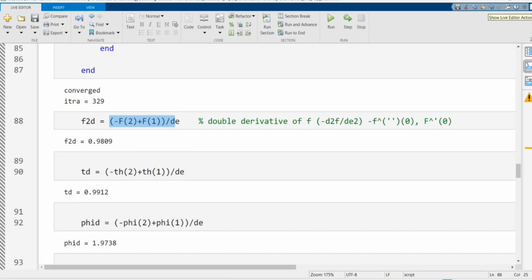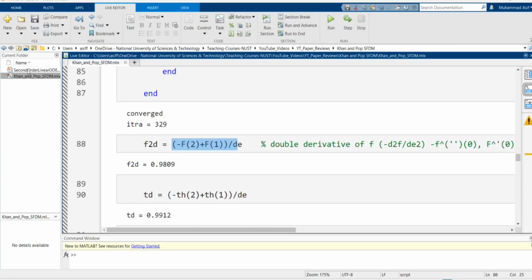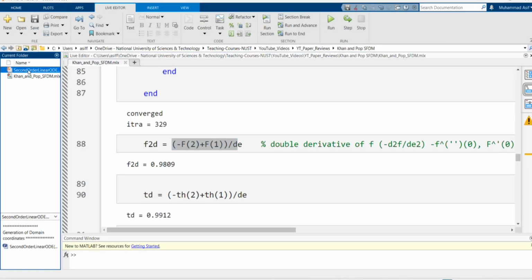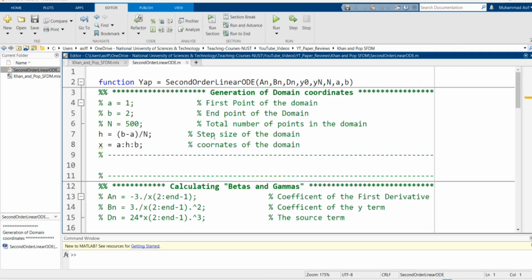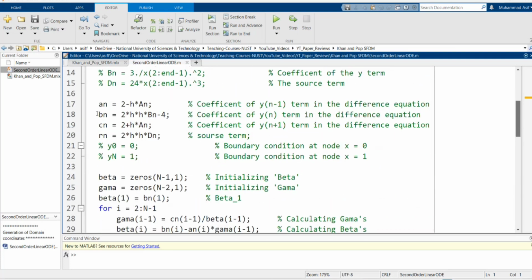Okay, let me show you the second function file. This was this function file. Since this is a simple problem, we do not need to change this. This is the function file. All the calculations are here.